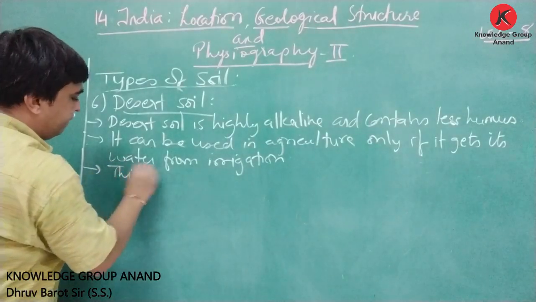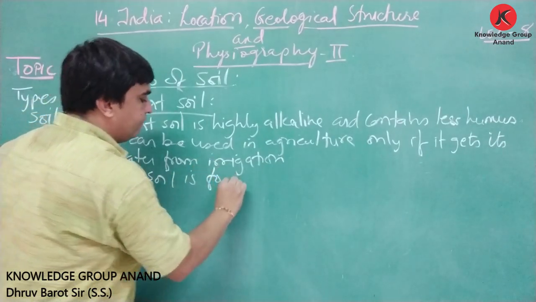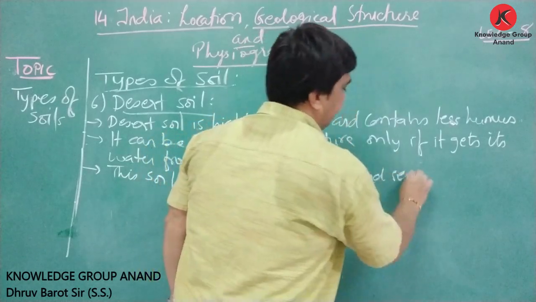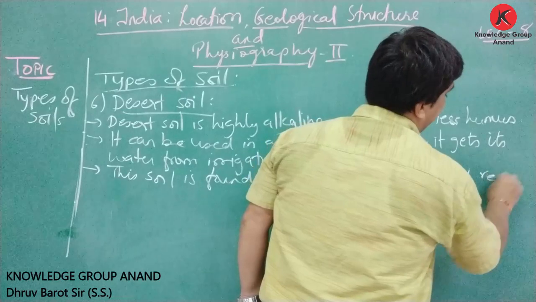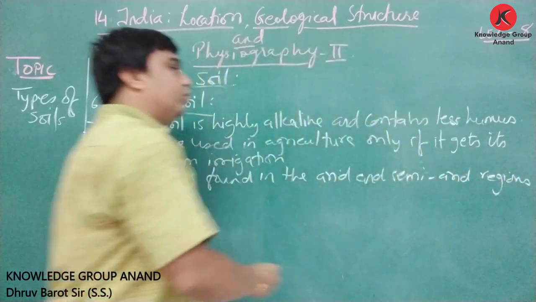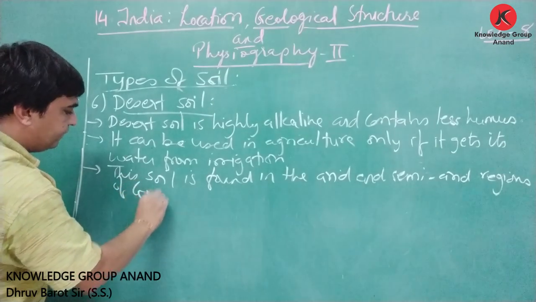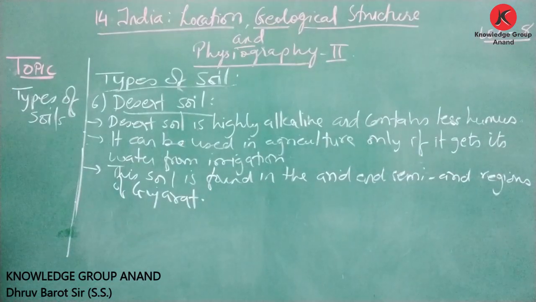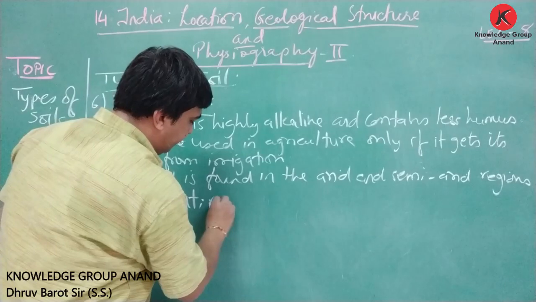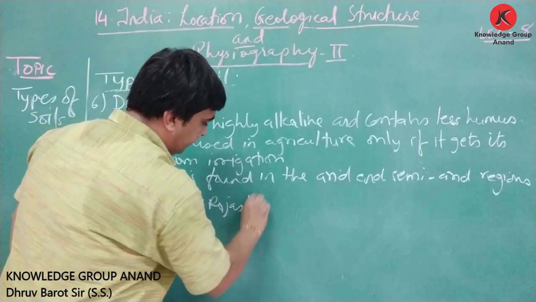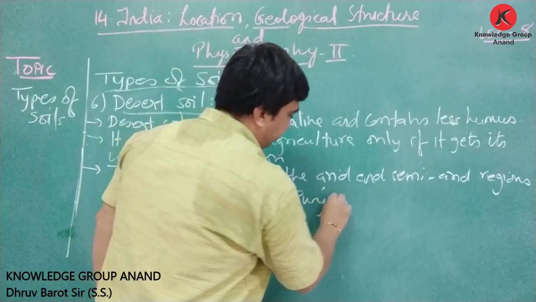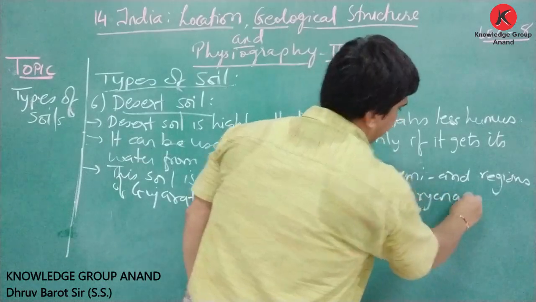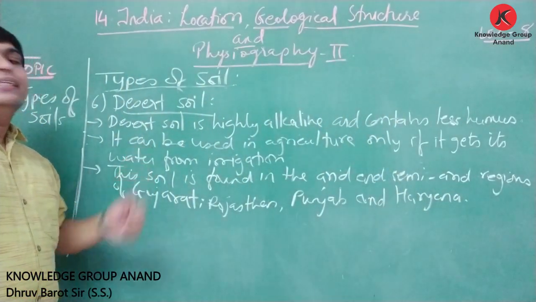This soil is found in the arid and semi-arid regions of Gujarat, Rajasthan, Punjab, and Haryana. These are the states where we can find this desert soil.